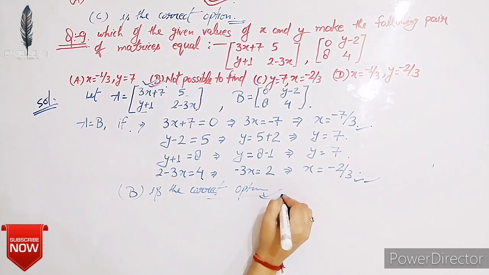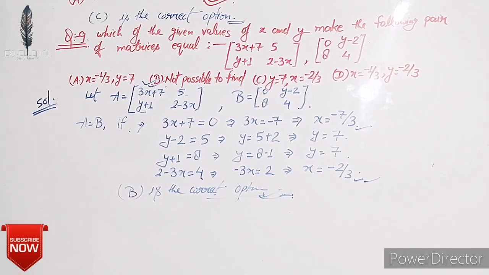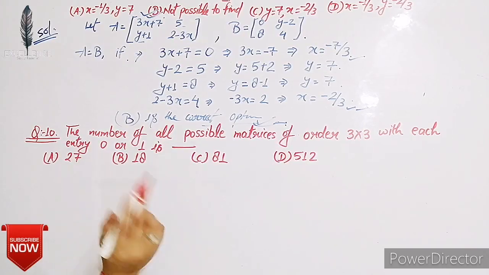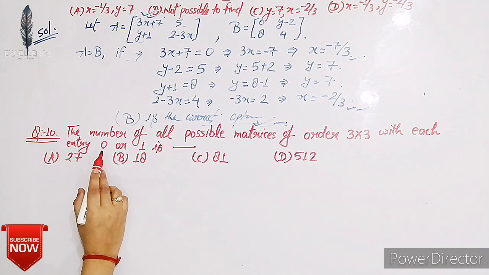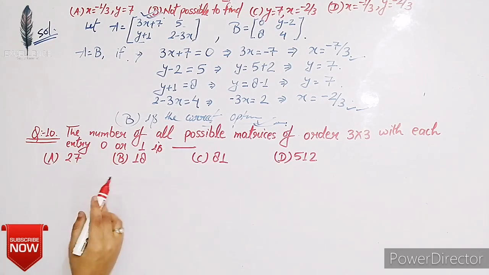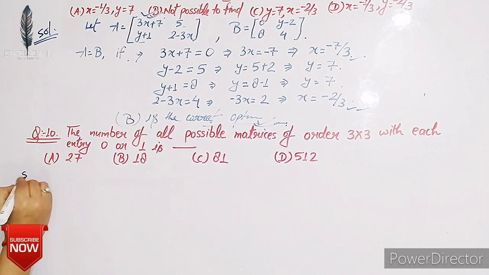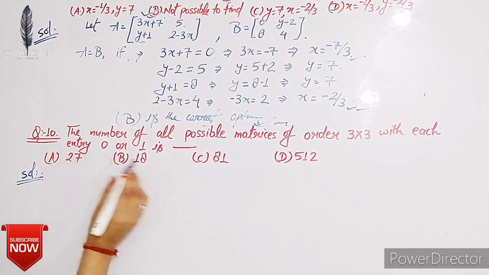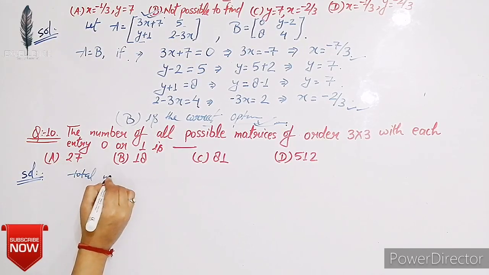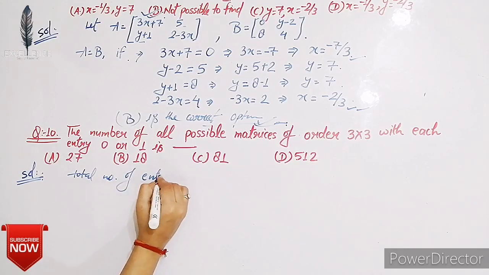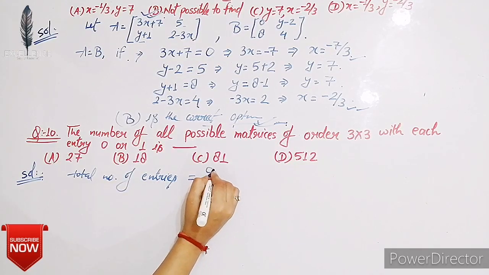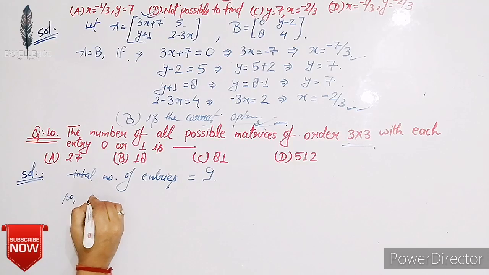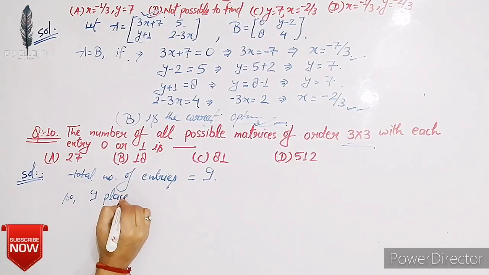Okay, clear. Let's see the next and last question of this exercise, question number 10. The number of all possible matrices of order 3 into 3 with each entry 0 or 1. 3 into 3 ऑर्डर का मैट्रिक्स आपको कंप्लीट करना है जिसकी सिर्फ दो ही पॉसिबल एंट्रीज हैं, 0 और 1. फर्स्ट वी हैव टू क्लियर दैट द ऑर्डर इज गिवन 3 into 3. सो टोटल नंबर ऑफ एंट्रीज, that is total number of elements, equals 9. 9 एंट्रीज हमें फिल करनी है एंड पॉसिबल डिजिट्स क्या है, 0 और 1.